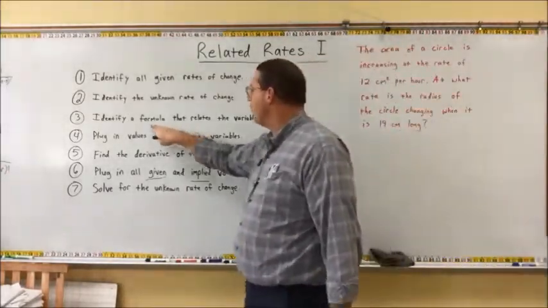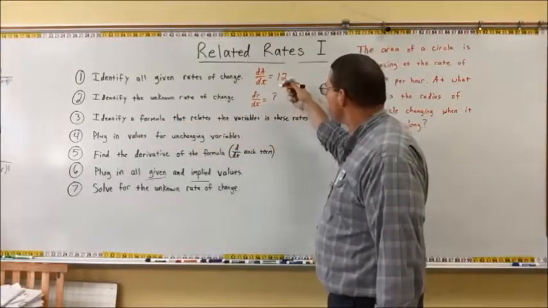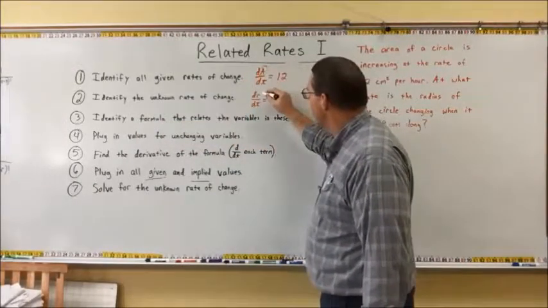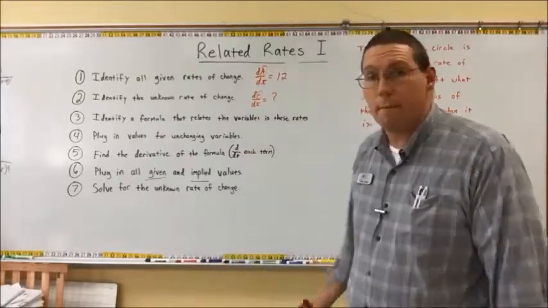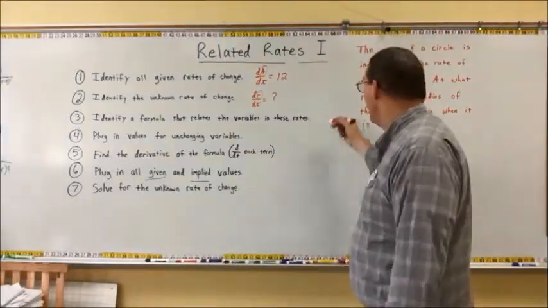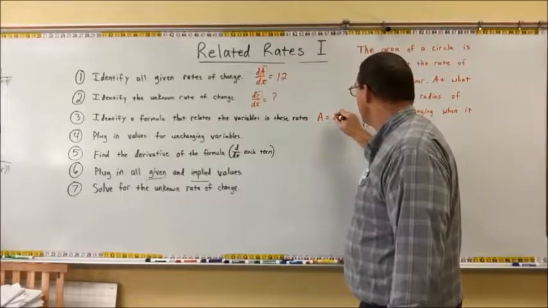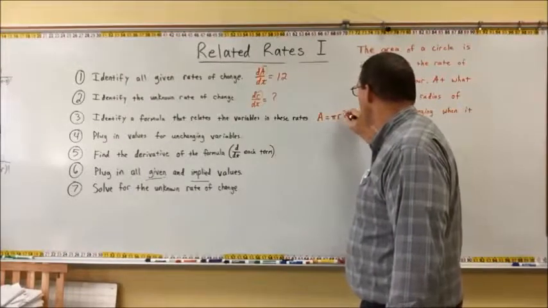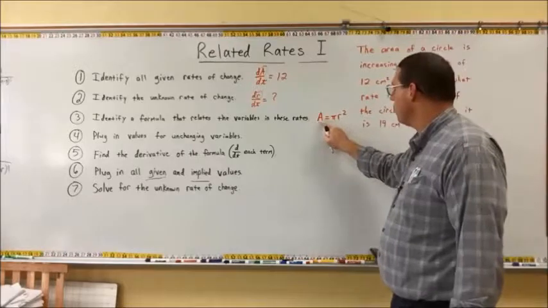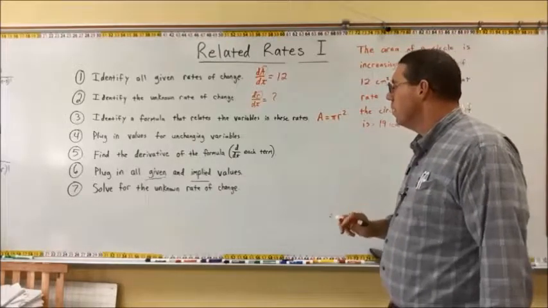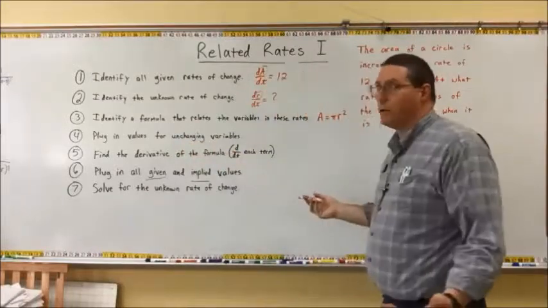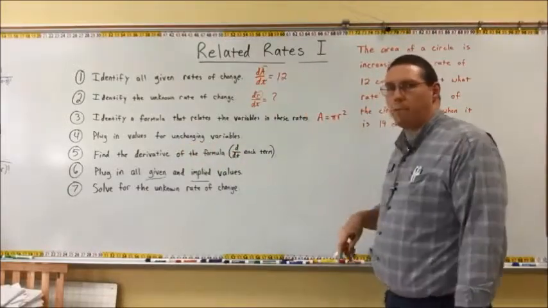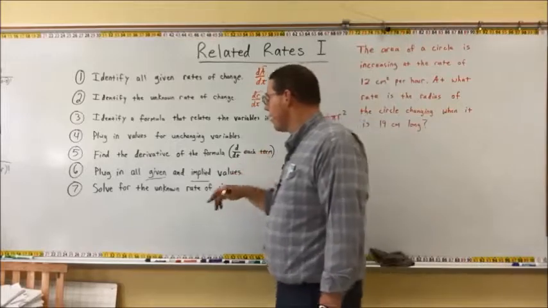Well, let's identify a formula that relates the variables. Is there a formula that relates the area of a circle to the radius of a circle? Yes, we just did the same one in the last example: the area of a circle. So area is equal to pi r squared. That relates the area of a circle to the radius. Plug in values for any unchanging variables. We don't have any unchanging variables in this problem, so we're going to skip step 4.